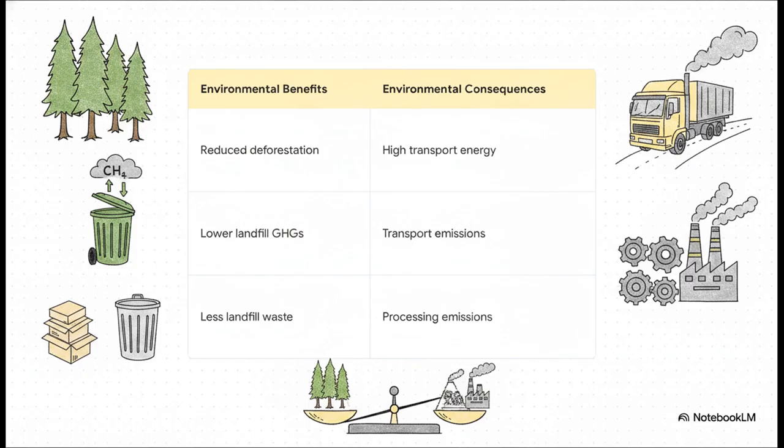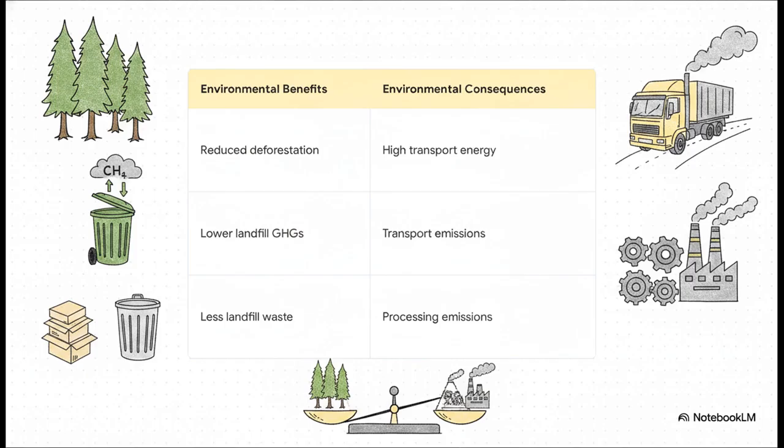But you have to look at the other side of the ledger, the consequences. Recovered paper is heavy, it's often wet, and it's spread out across thousands of different municipalities. Collecting it requires massive fleets of heavy garbage trucks, and transporting it back to a specialized paper mill consumes a huge amount of fossil fuels, generating significant transportation emissions. Furthermore, the physical processing of recovered fiber is incredibly intense. To make used paper usable again, you have to heat it, clean it, and often apply harsh chemicals to de-ink it. That process requires a vast amount of energy and generates its own localized air and water emissions.